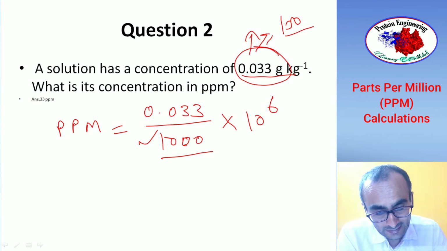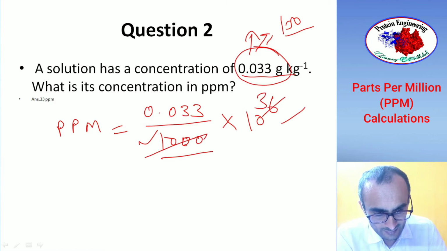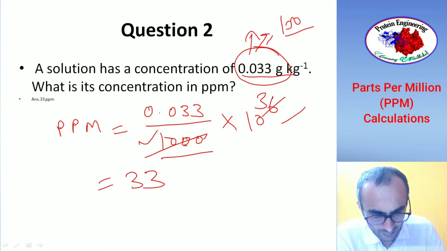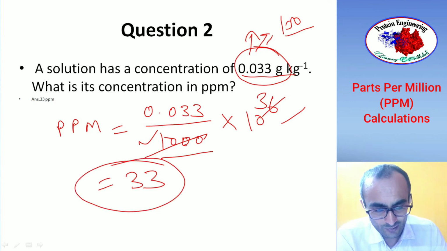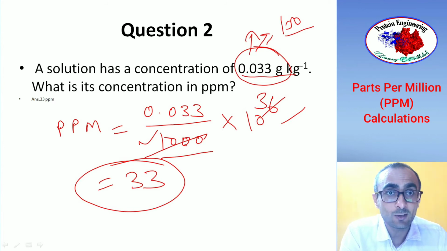So 0.033 divided by 1000 into 10 to the power 6, and if you divide this and multiply this with 1000, the ppm would be 33 ppm. So that's how. This is the answer. So the solution would have 33 ppm of the solute when you say 0.033 gram per kilogram.